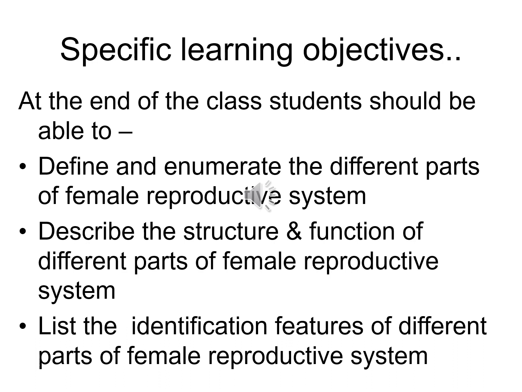Specific learning objectives of today's class. At the end of the class, students should be able to define and enumerate the different parts of the female reproductive system, describe the structure and function of different parts of the female reproductive system, and last one, list the identification features of different parts of the female reproductive system. I just want to tell you once more, we are dealing with only uterus, ovaries and fallopian tubes.